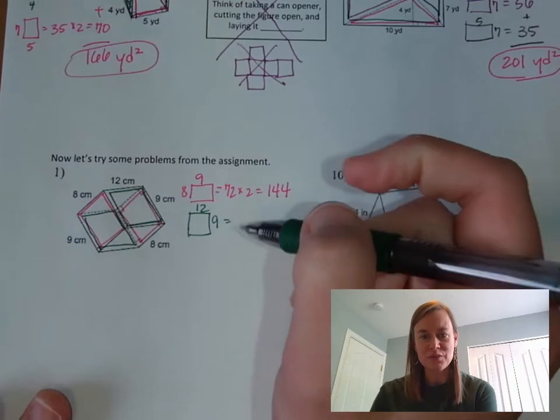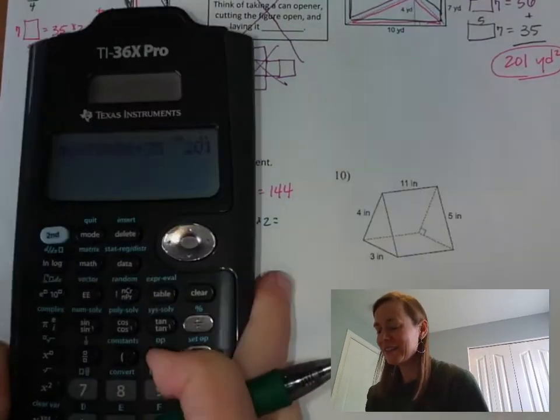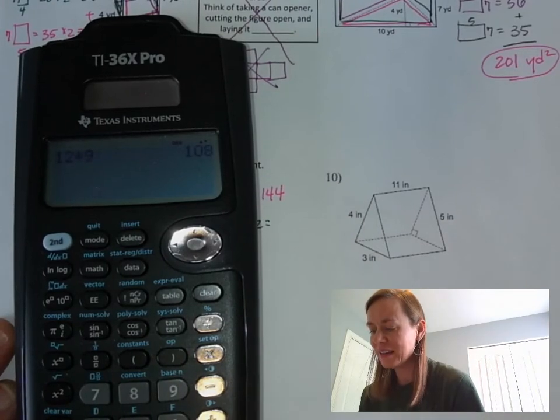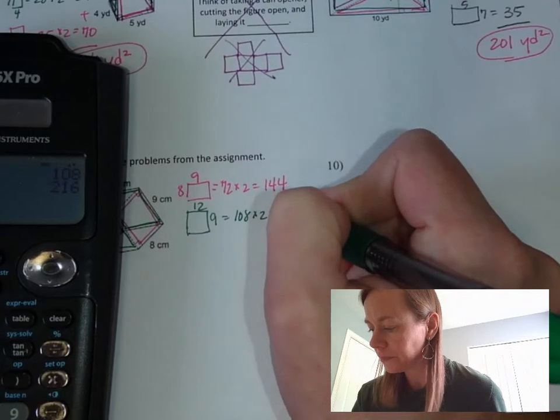Oh, I always forget this one. Is it 108? I should probably double check that. So we're just going to be sure. 12 times 9, thank goodness, and then times 2 equals 216.